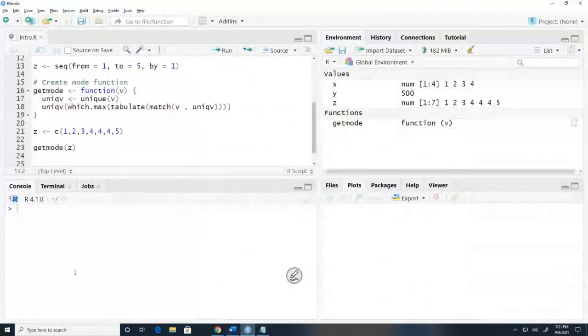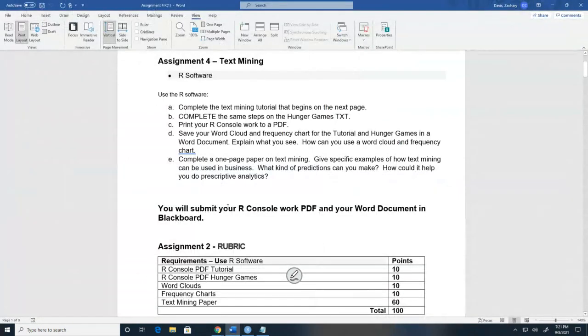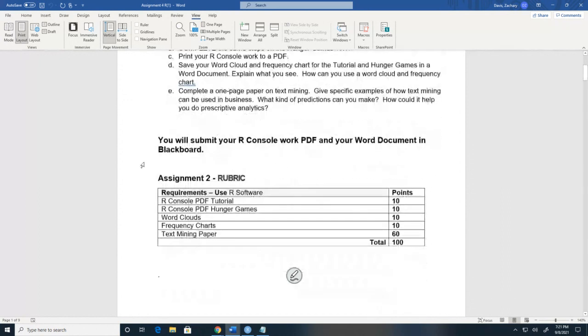So basically, whatever is in your console, we're going to copy it to a Word file and save as PDF. I'll get to that step when we get there. You'll save your word cloud and frequency chart to a Word document and explain what you see. And then you'll complete a one-page paper on text mining, give specific examples of how text mining can be used in business. Talked a little bit about marketing, but you can go on Google and see how the world is using text mining. And then answer what kind of predictions can you make? How could it help you do prescriptive analytics? And so that's kind of the components of the assignment.